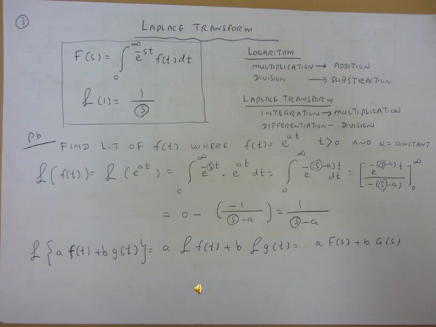And therefore we use a formula. Laplace transform of a f(t) plus b g(t) is equal to a Laplace transform of f(t) plus b Laplace transform of g(t). So that will be a F(s) plus b G(s). So this is a generalized formula for the Laplace transform.